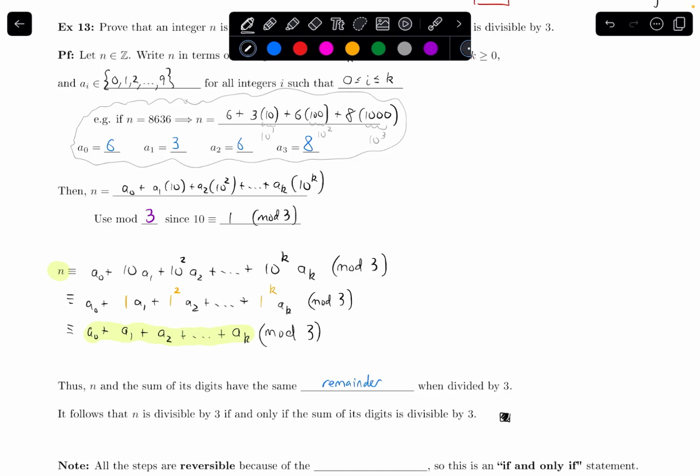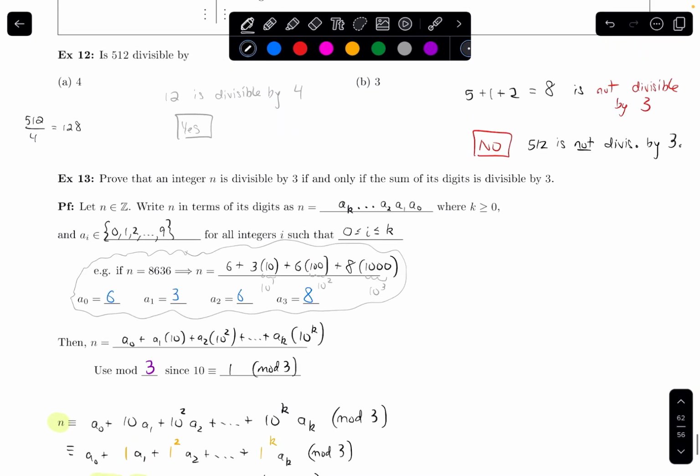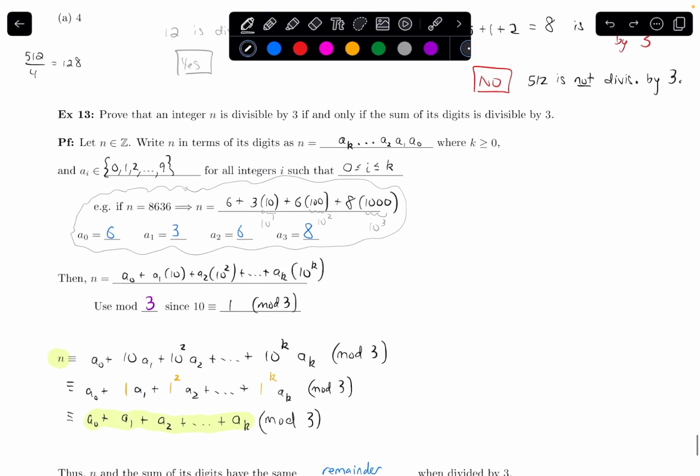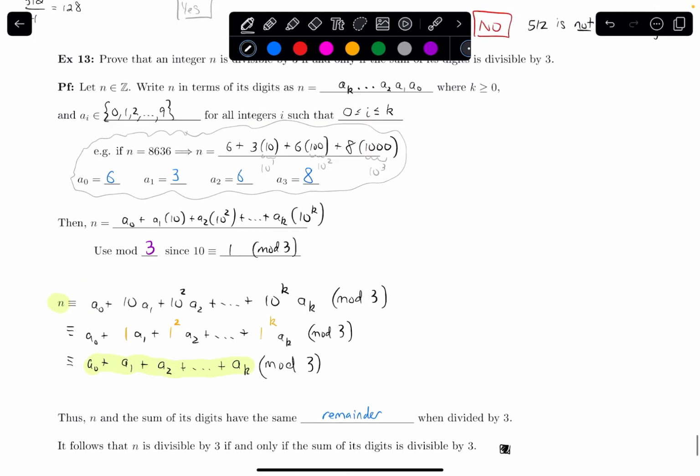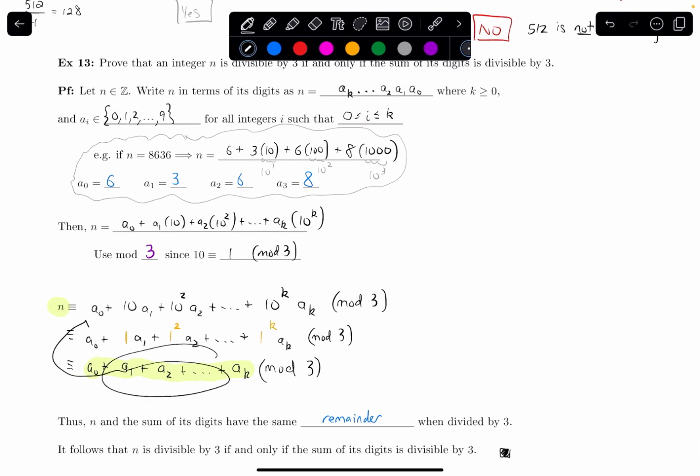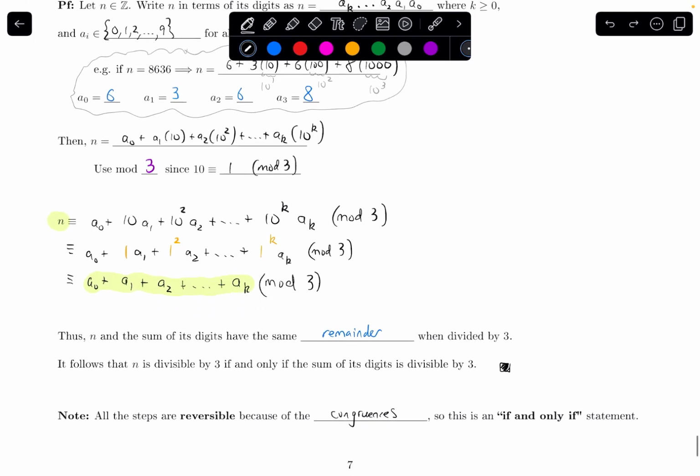One thing that I want to mention about this is, technically this was an if and only if statement, which means there's two directions to show. So, did we do both or did we just do one? I'm going to notice that all of the steps that we did in this manipulation are reversible because of the congruences. So if I started with this, I could take it up to this step, or if I started with this, I could take it down to this step. So it works both ways because the congruences work both ways.